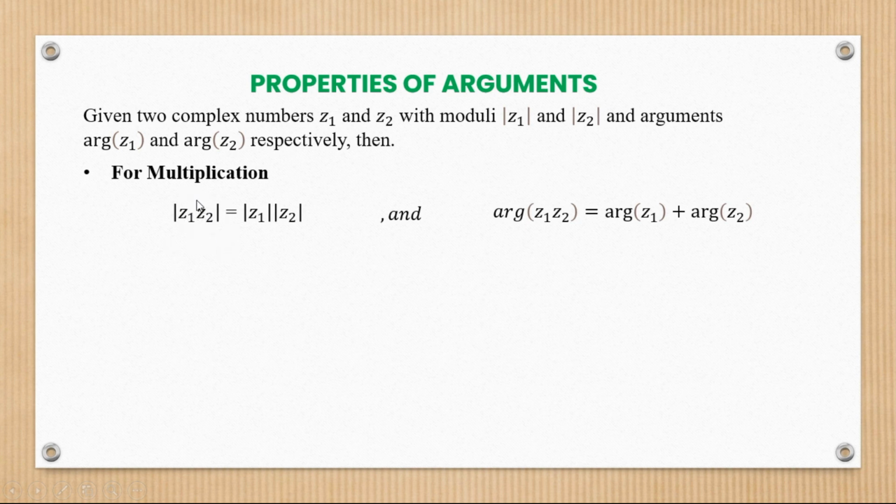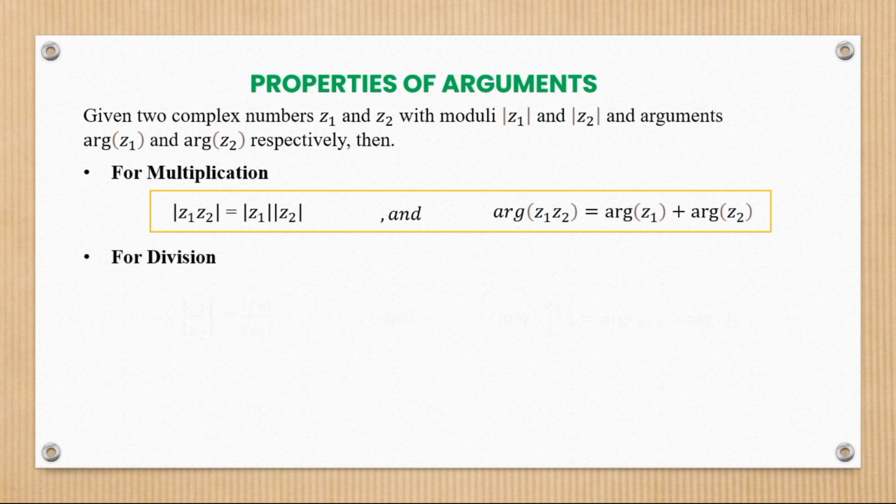If we want the modulus of their product, it can be the same as this. It can be the same as the product of the moduli of each individual one, as you can see there. And then also the same thing applies with arguments. So when you have the argument of z1 times z2, it's the same as argument of z1 plus argument of z2. So that's going to be for multiplication. So those are going to be important to remember.